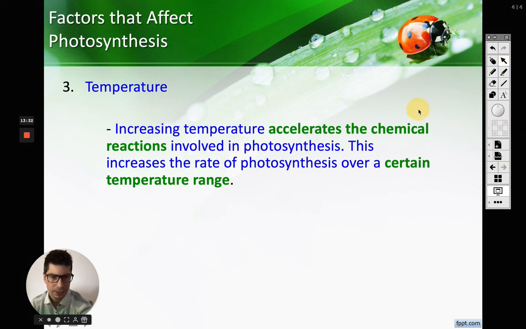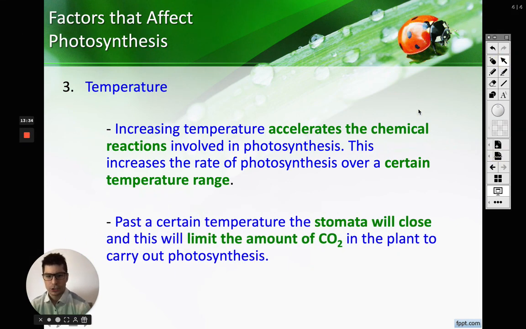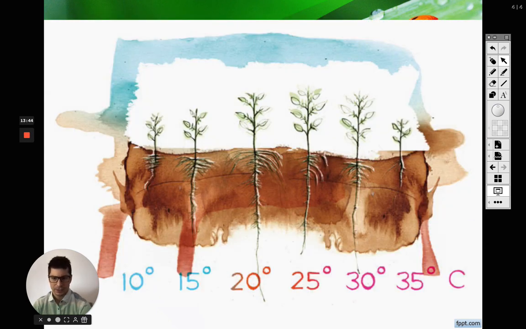All right, here's your bullet on it. There you go. So past a certain temperature, the stomata will close, and this will limit the amount of carbon dioxide that the plant will have to carry out photosynthesis. Okay, they did a little study. Now this is in degrees Celsius. Don't think this is in Fahrenheit, but they found that around 20 to 25 degrees, the plants actually grow really well. If it gets too hot, they're not going to grow as much. They're not going to make as much glucose. They're not going to have as much ATP from cellular respiration. So they're not going to grow as quickly.